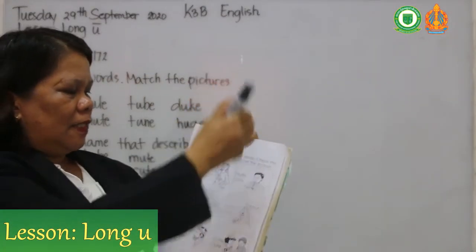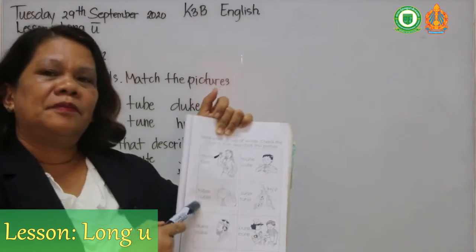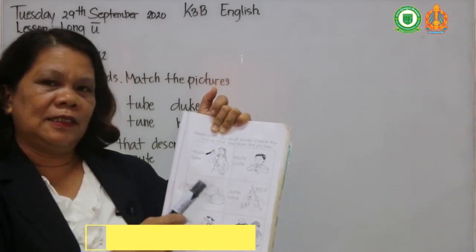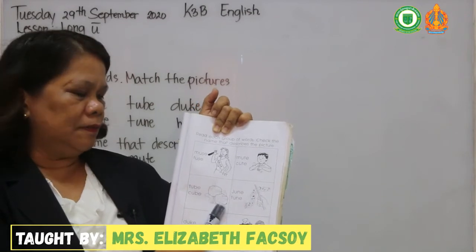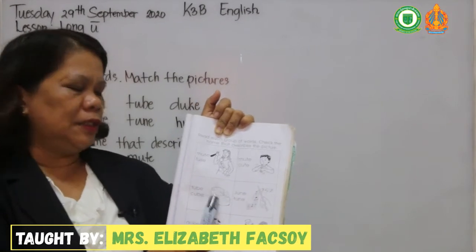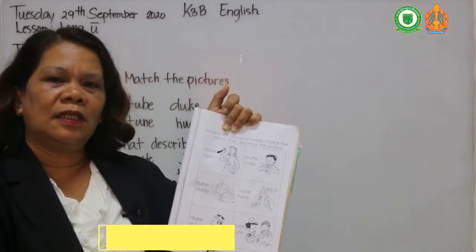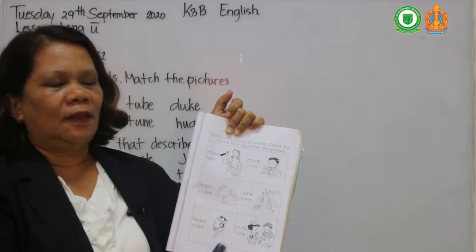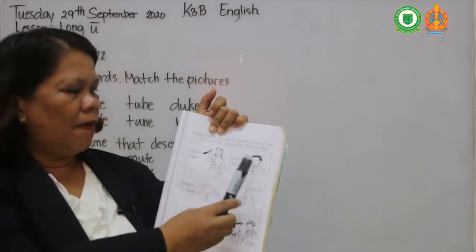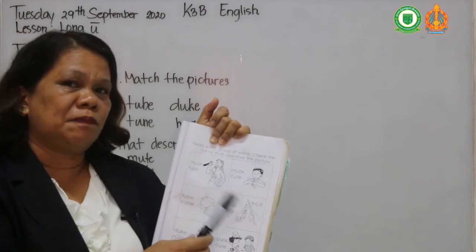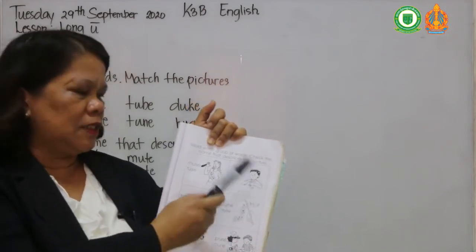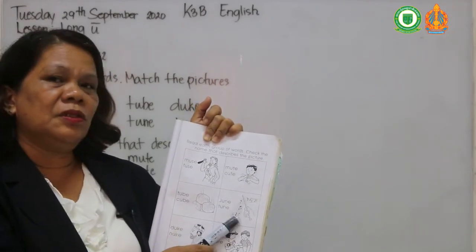Okay, then box number two, tube. What is this? This is an ice cube. Where is the word cube? And this is duke. Duke. Okay, where is the word duke? Mute. Mute cannot speak, okay? Mute. Where is the word tune?